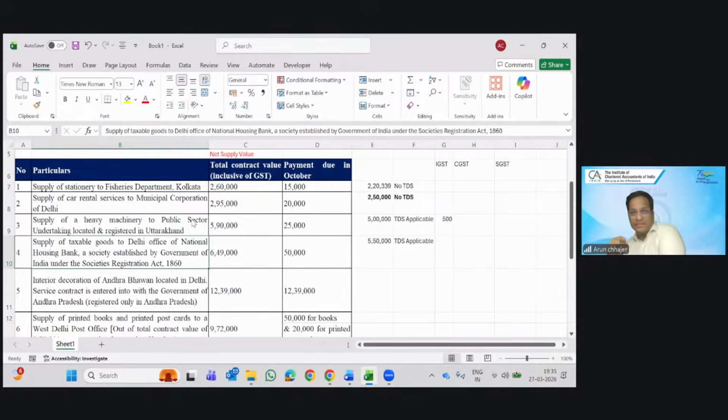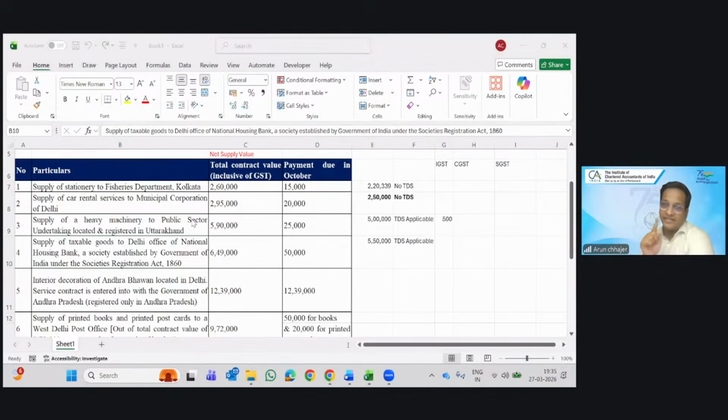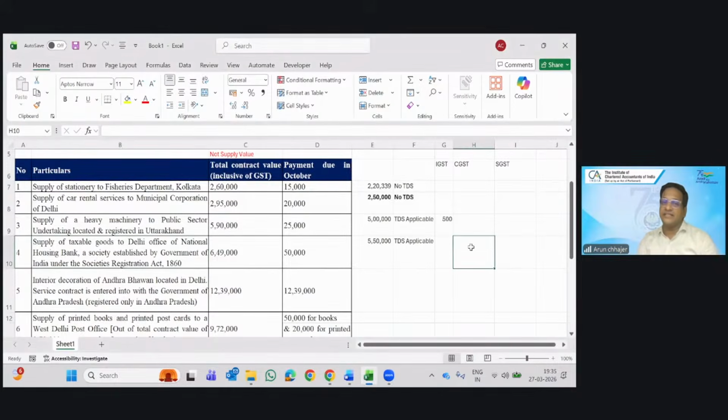The supplier is located in Delhi, recipient is located in Delhi, it becomes intra, and therefore the TDS would be deducted under CGST and SGST. Can you tell me the amount of the CGST TDS?